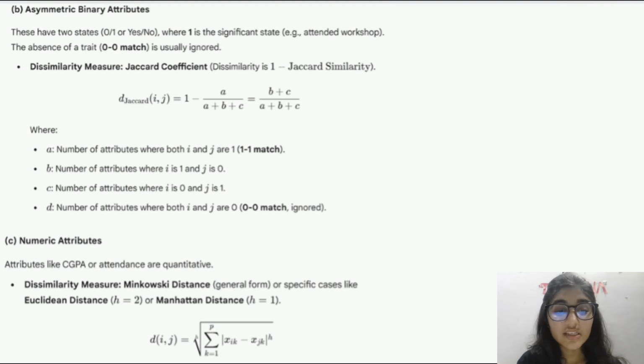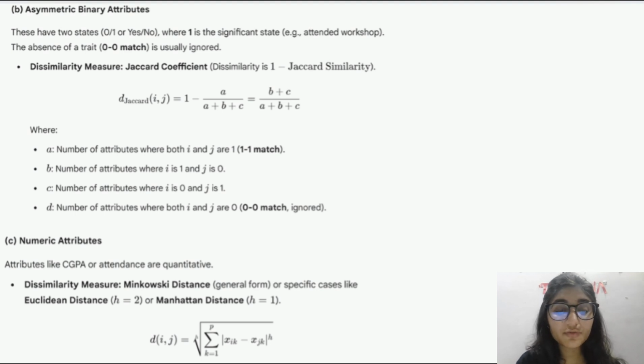Then moving on to C, that is numeric attributes. Attributes like CGPA or attendance are quantitative. So the dissimilarity measure is calculated by Minkowski distance. The formula is d(i,j) = the h-th root of the summation over k of |x_ik - x_jk| to the power h.